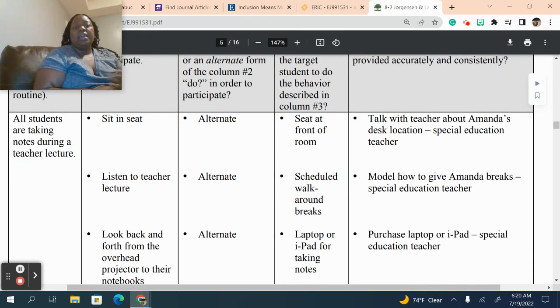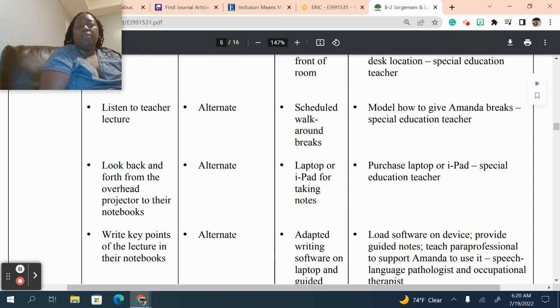So when we look at it, we see things like, all students, what are they doing in the lecture? Sitting in their seat, listening to the teacher, looking back and forth from the overhead projector, so you can tell it's a little bit old because it'd be smartboard, to their notebooks, writing key points of the lecture in their notebooks. Again, that would be updated for using interactive slides, following along in the slides on the smartboard along with on their laptops.